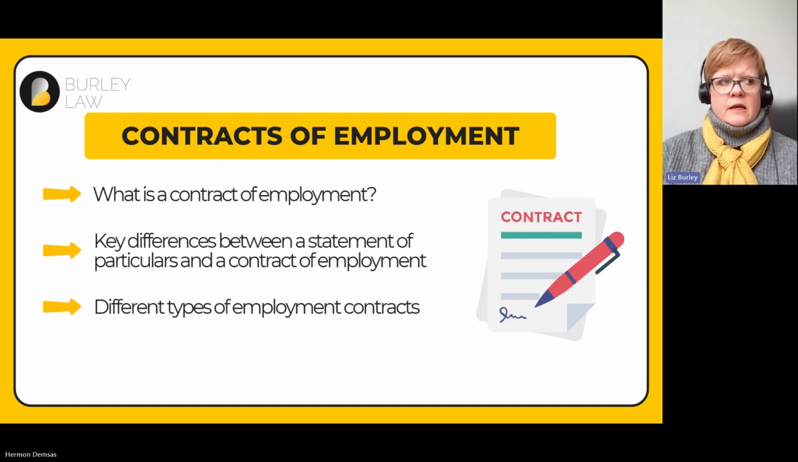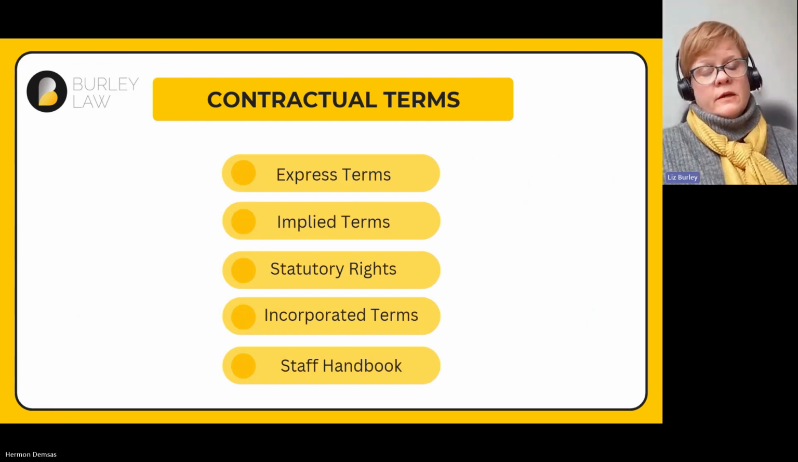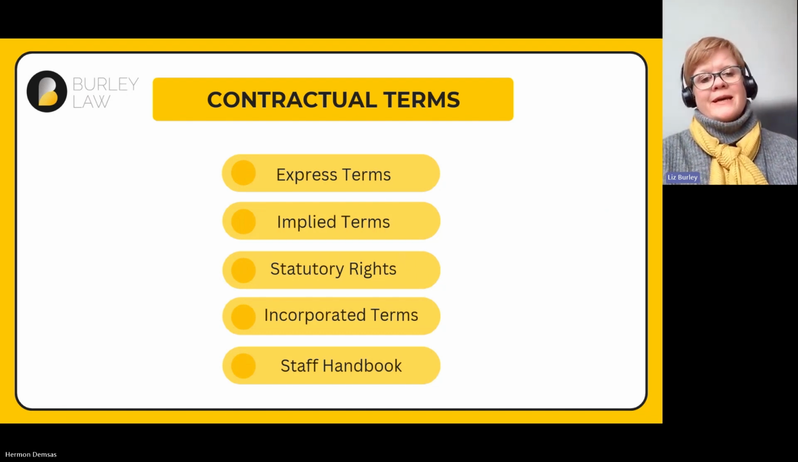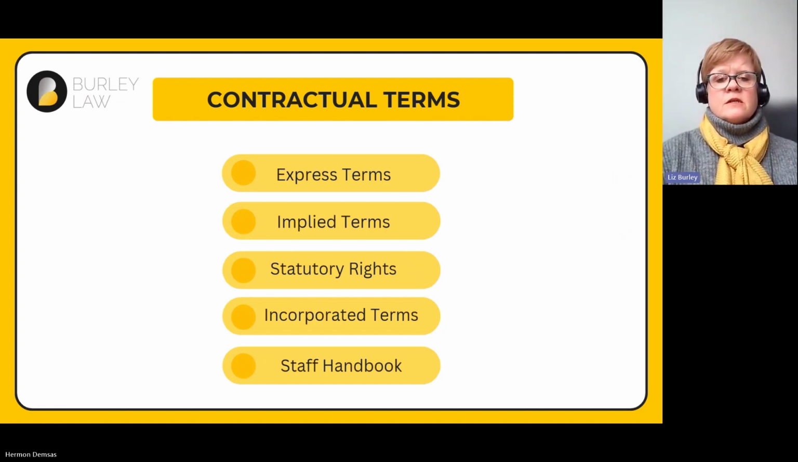Now, in legal speak, we have a list, just onto the next slide, please, Hamon. In legal speak, we have different terms that apply in contracts, and the main two that we can think about are express terms and implied terms. Now, remember at the start I said that an employment contract does not have to be in writing. There's no requirement for that. Express terms are simply those things which are agreed expressly between the parties.